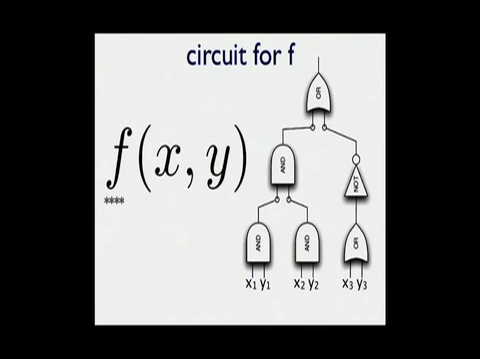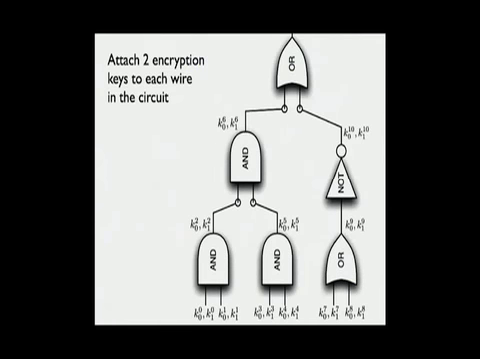And now the first key is, when I'm just evaluating the circuit, each wire has a what? It has a 0 in it or a 1. As I'm evaluating a circuit, the wire corresponds to either a 0 wire or a 1 wire. My first systematic step is that I'm going to attach two keys, two encryption keys, to each wire.